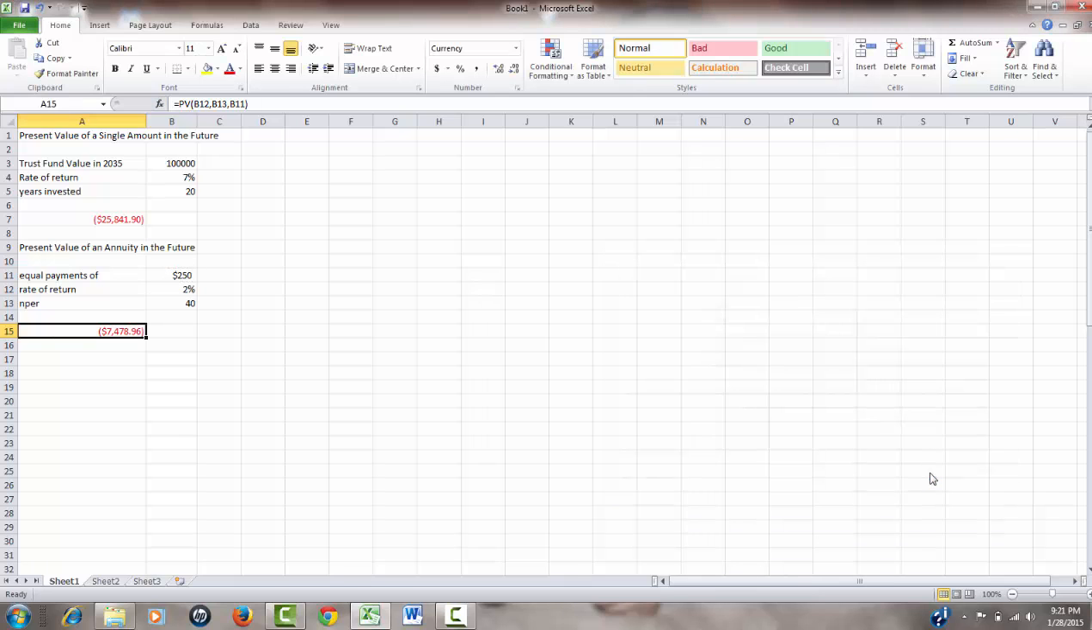So knowing that it's 40 periods, over a period of 10 years, compounded quarterly, if I put away $250 each period, today's value for all that money that I put away is worth $7,478.96. Now we can do a similar thing with future value. Future value of a single amount.